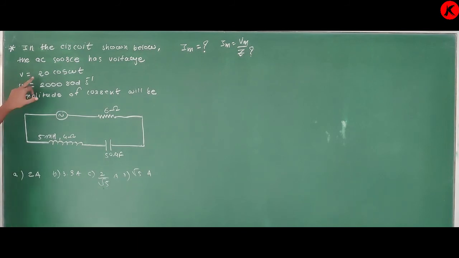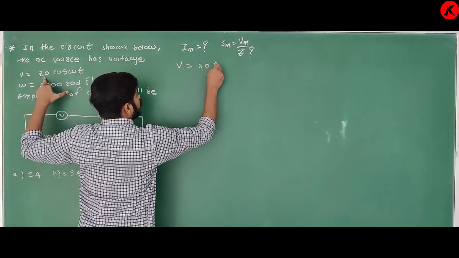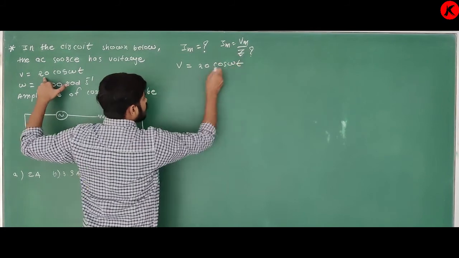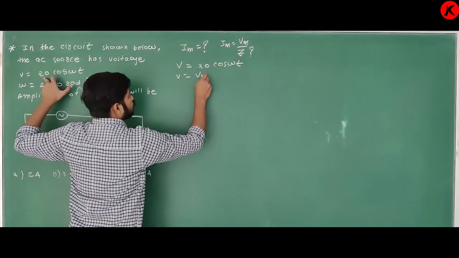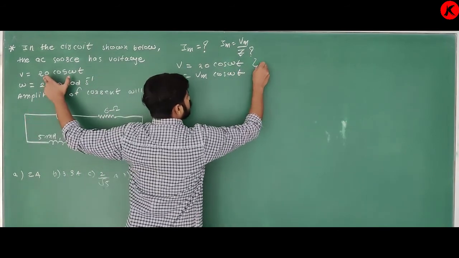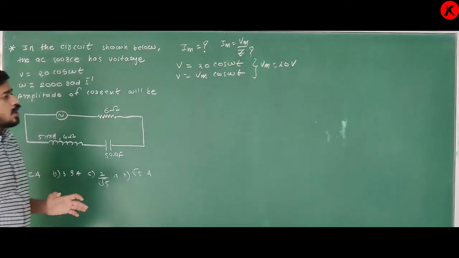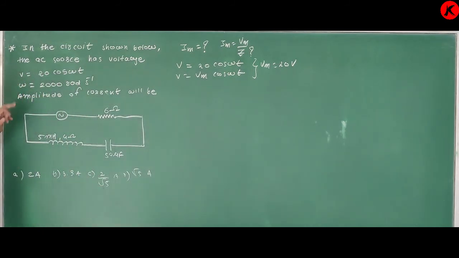What is the value of Vm? Vm is equal to 20 because we can compare. V is equal to 20 cos omega t, and V is equal to Vm cos omega t. So we can say Vm is equal to 20 volts, which is the amplitude. Omega is given.